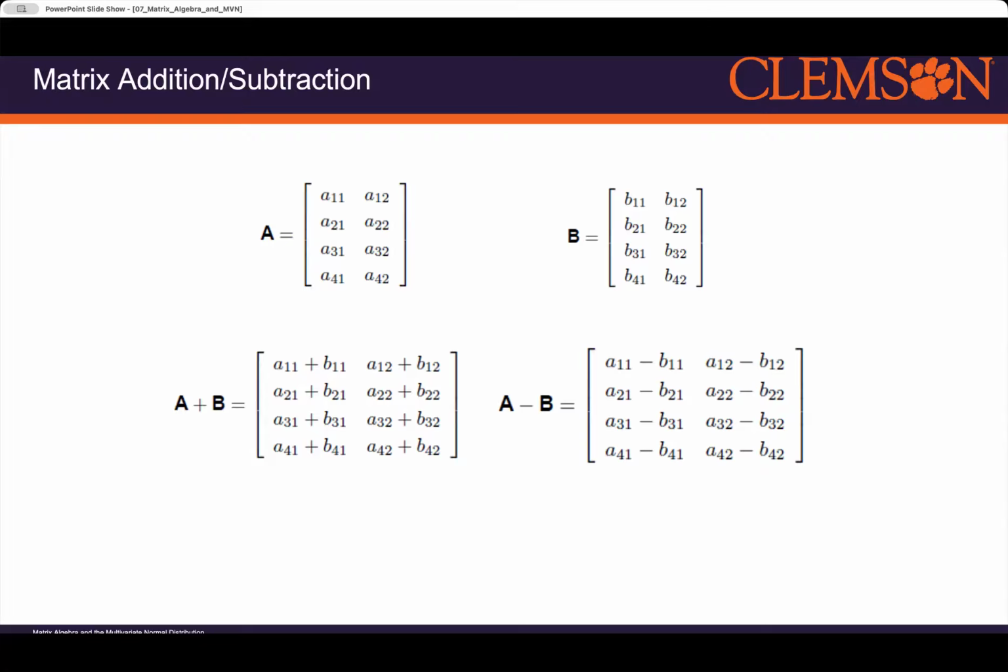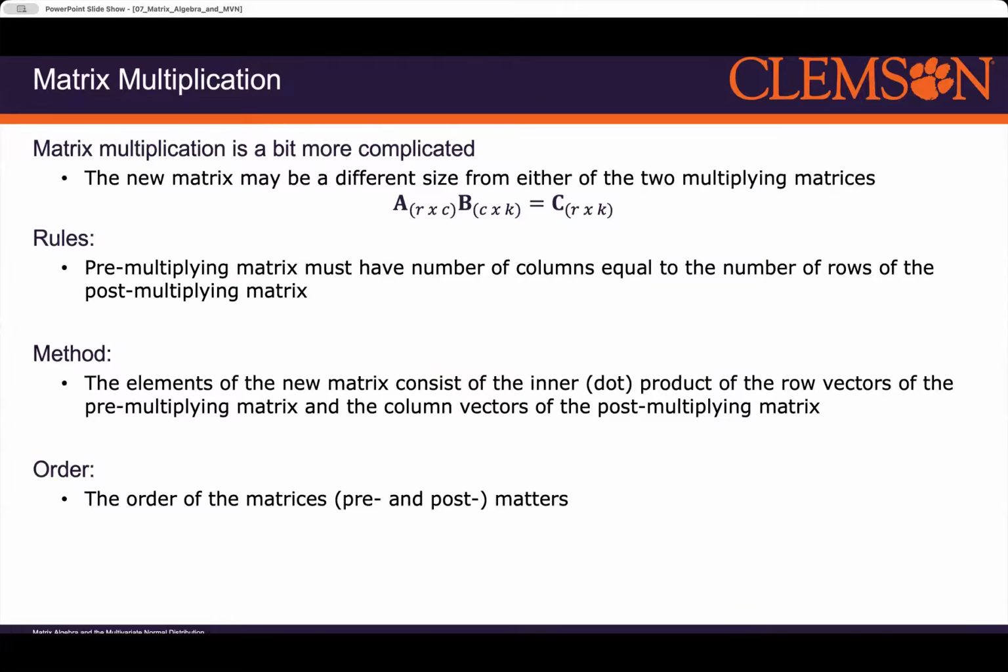By the way, if you have two matrices in a statistical package like R and you try to sum them together, it will give you an error saying, "non-conformable arrays." Yeah, that's right. They need to be the same number of rows and the same number of columns. Now, matrix multiplication gets a little bit more complicated.